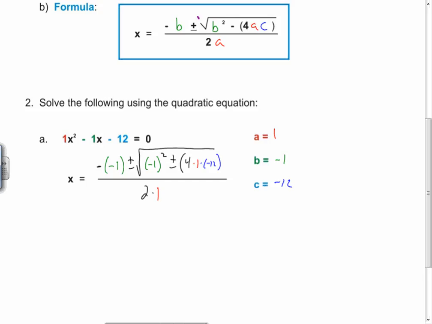Are you talking about right here, Josh? Right here? Yeah, that's just a negative. That's part of the formula. And that is right. Oh, I put plus minus.